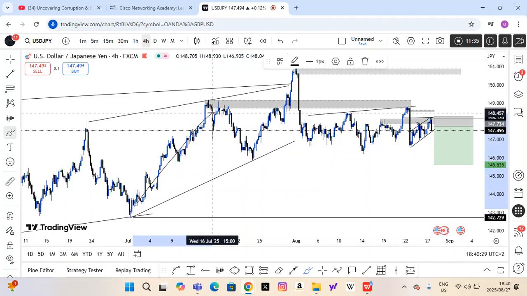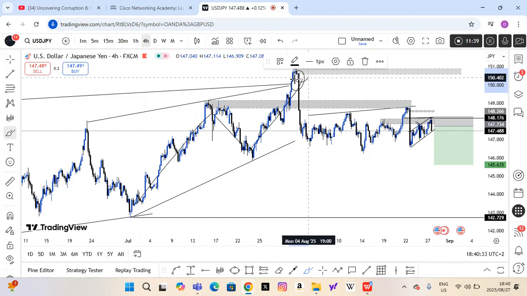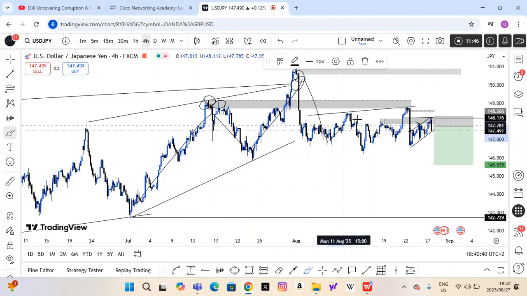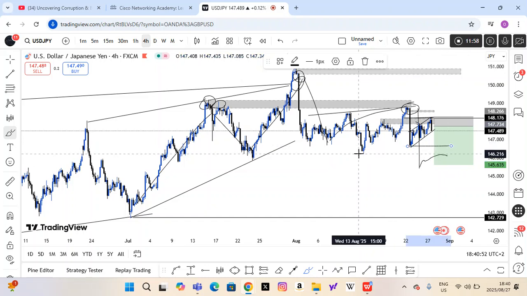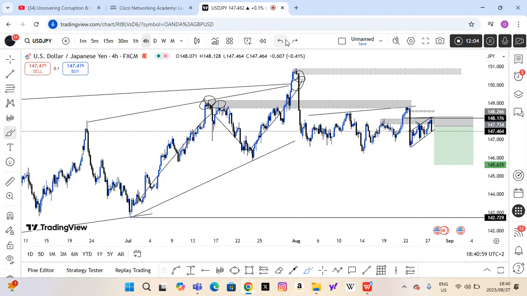Whereas this is my left shoulder, then this is my head, and this is my left shoulder. Then now I'm currently on my right shoulder. To form something like this, maybe price can even come retest somewhere here or retest here for continuation patterns, if only price is going to respect the market structure.